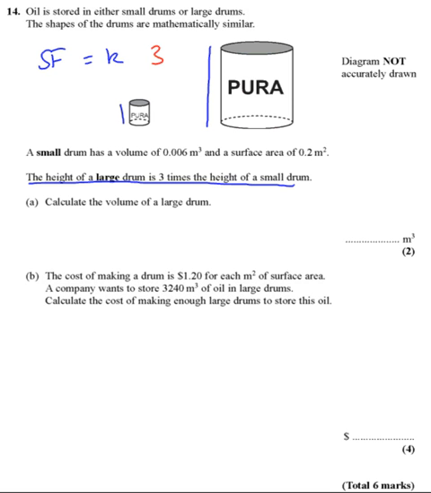Okay, this is one of the more difficult questions. Starting with the first one. The height of the large drum is 3 times the height of the small drum. So that means our scale factor, which we sometimes use the letter K to write down, is 3.